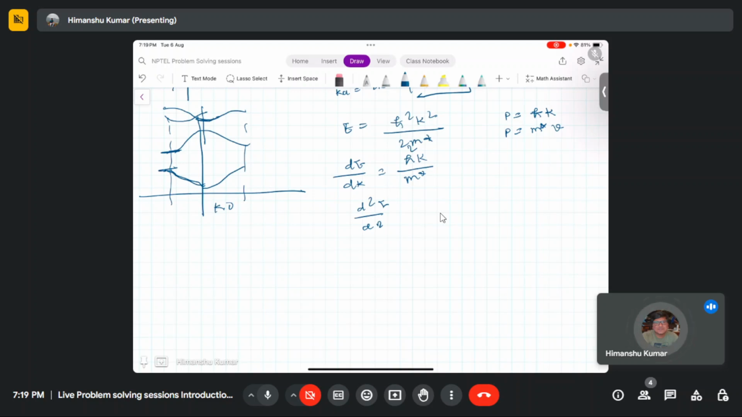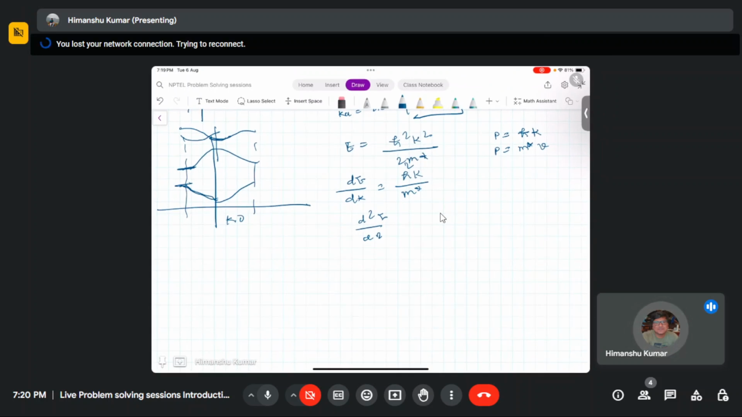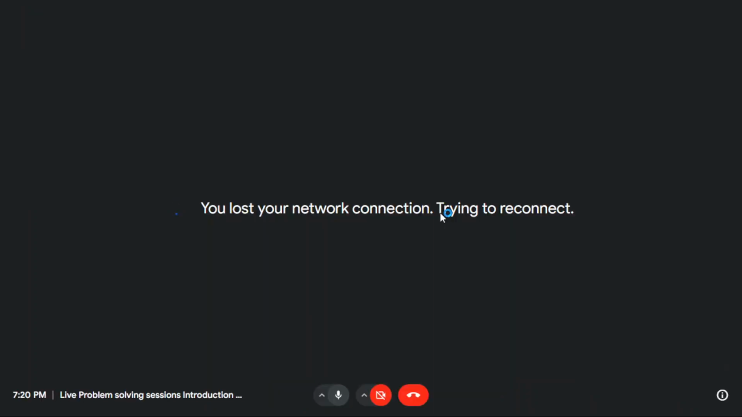So this is basically the derivative of energy with respect to k, and this is the curvature. The double derivative gives you how much concave up or concave down your curve is. With this you can calculate the effective mass within a band.